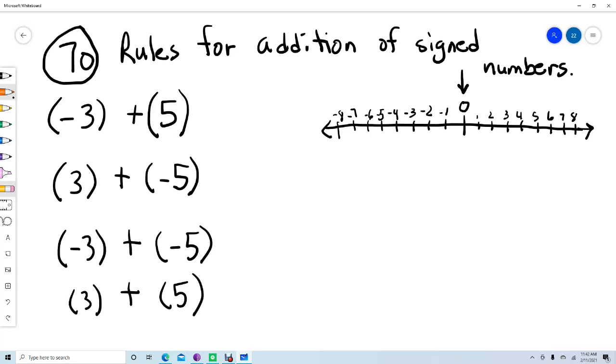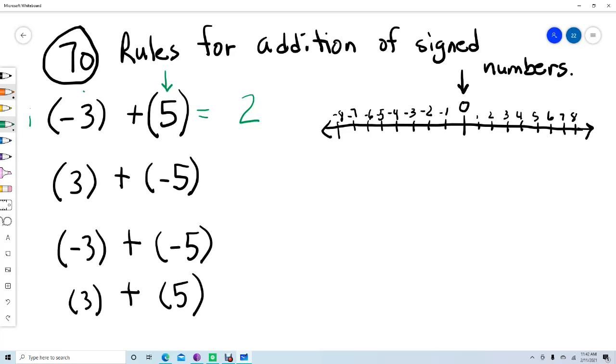When you are adding two numbers with different signs, such as here, we have a negative and a positive, the answer is the difference between the two. So what is the difference between 5 and 3? Let's take the smaller number and subtract it from the larger. That's 5 minus 3, that's 2. It's the value of the difference, and the sign of the answer is the same as the sign of the larger number. The larger number is positive, so our answer is positive.